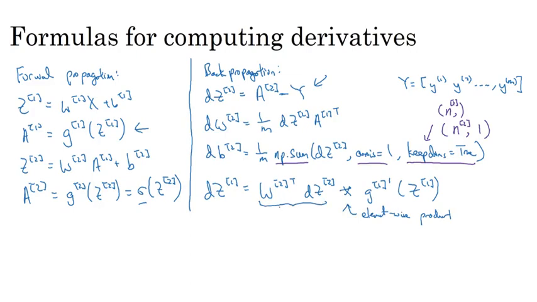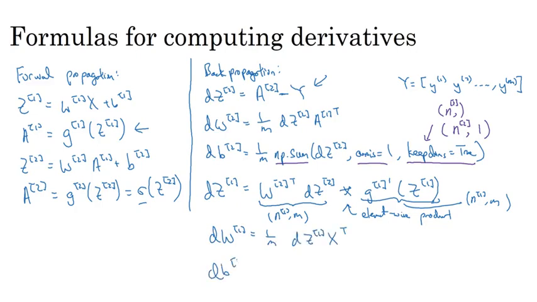So this here is going to be an n1 by m matrix. And this here, this element-wise derivative thing, is also going to be an n1 by m matrix. And so this times there is an element-wise product of two matrices. Then finally, dw1 is equal to that. And db1 is equal to this, np.sum of dz1, axis equals 1, keepdims equals true.